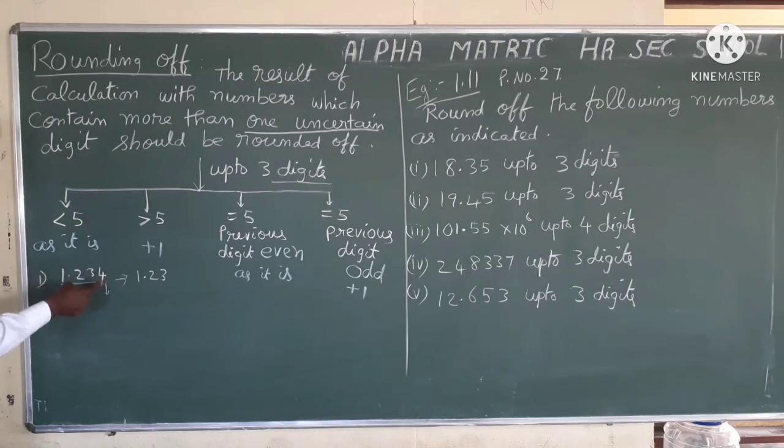So 1.234. I should round up to 3 digits. Then we see the fourth digit that should be dropped. So the fourth digit is less than 5. So I should write as it is, this 1.23. Clear? Now go for the second rule.